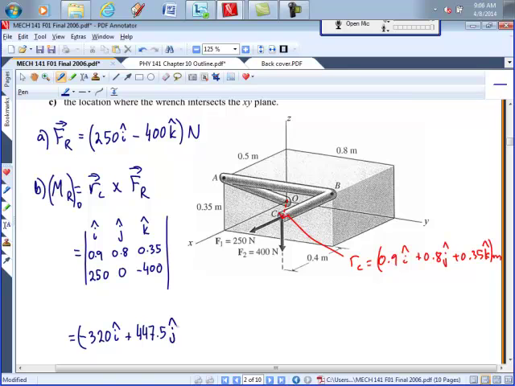J hat and K hat, and take the determinant of what's left here, which looks like negative 4.8 times 250, negative 200, yeah. And that's going to be in Newton meters. All right, so we're trying to find a wrench. We have the resultant force and the resultant moment.